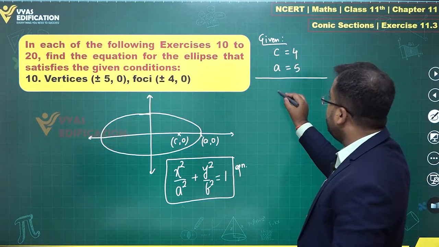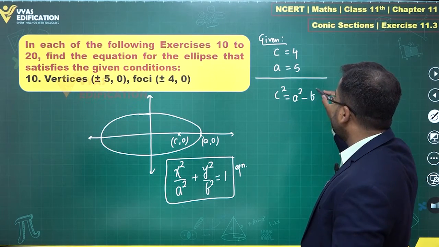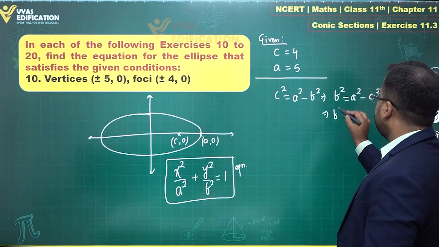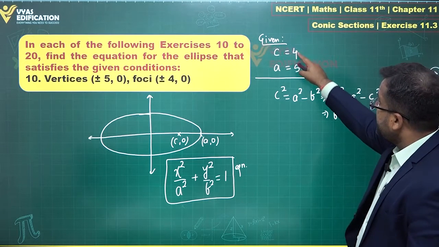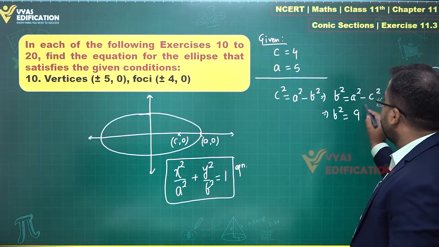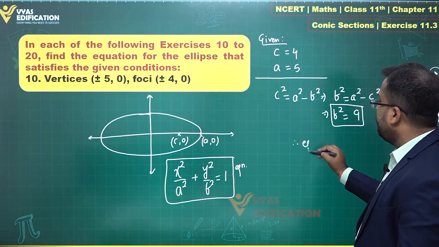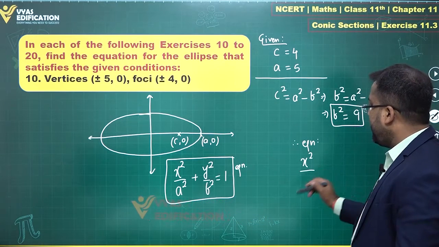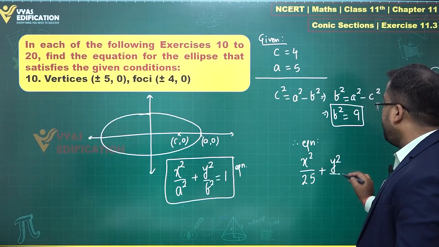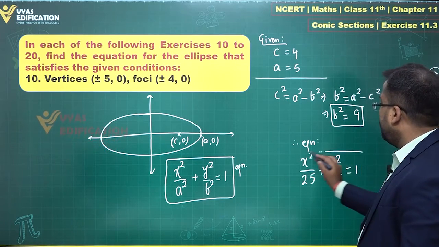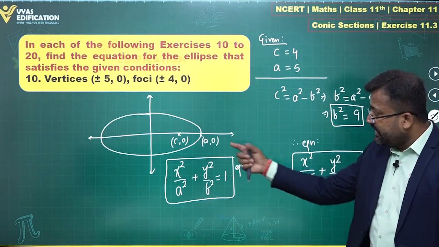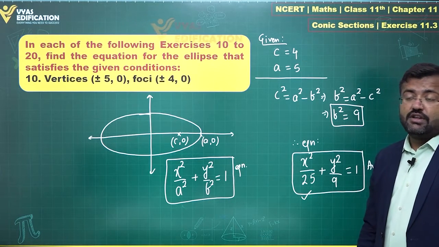Okay, and we also know that c square is equal to a square minus b square. That tells me that b square is equal to a square minus c square, which is 25 minus 16, that is 9. So b square equals 9, therefore the equation of the ellipse will be x square by a square, which is 25, plus y square upon b square is equal to 1. It will be a horizontal ellipse, and yes, this will be the equation of that horizontal ellipse. That's the final answer for this question.